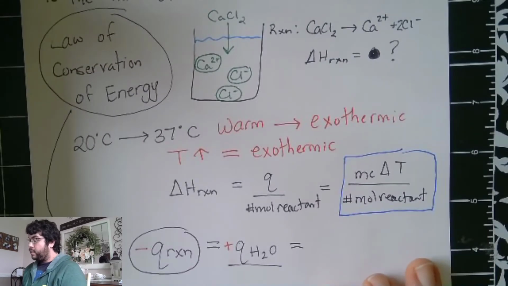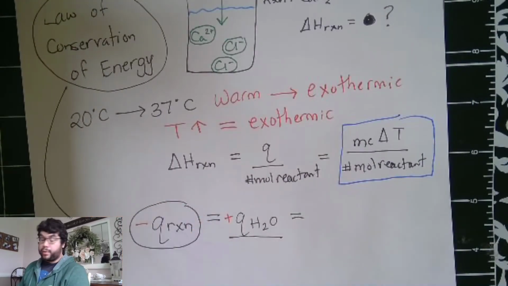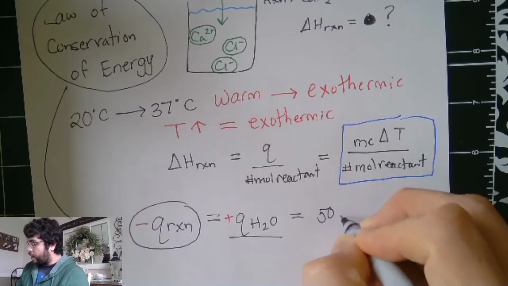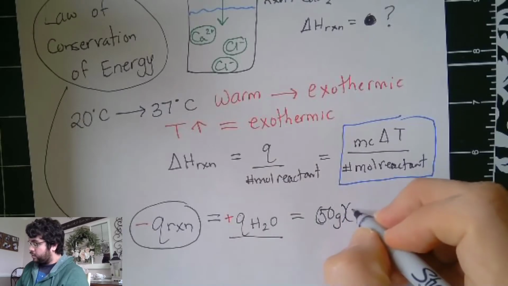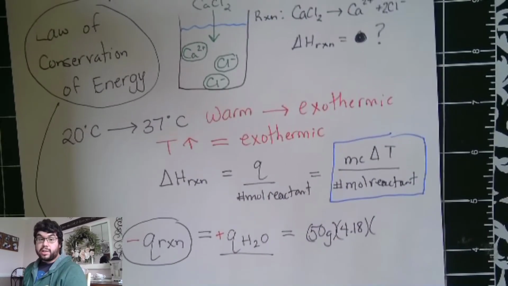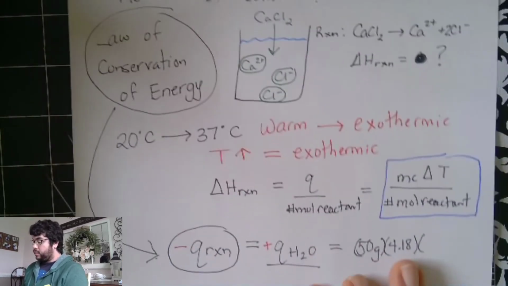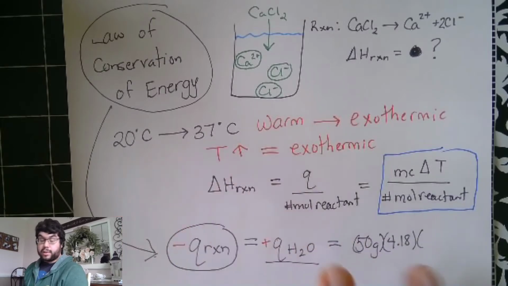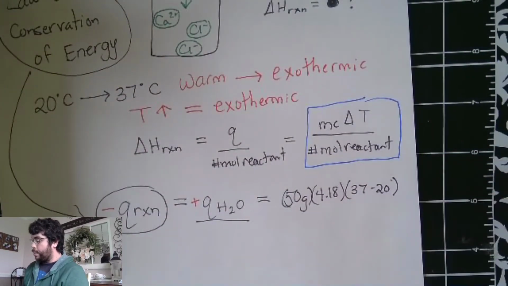We have 50 milliliters of water. So we have 1 gram per milliliter for density. We have 50 grams of water. The specific heat, so 4.18, and times the change in the temperature of the water. The change in the temperature of water was 20 to 37. Its final temperature was 37. Its initial temperature was 20.